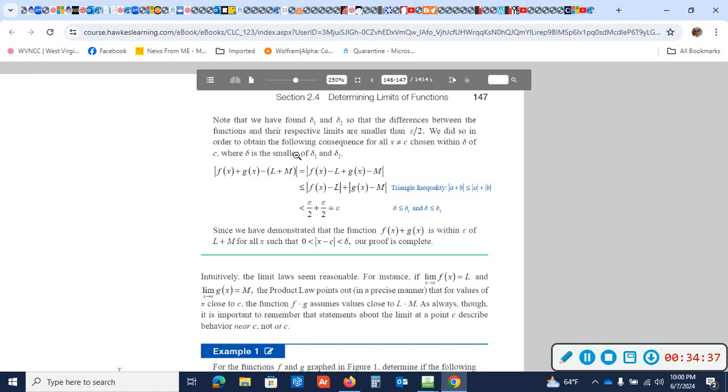And since it's smaller than each of them, this is going to be satisfied, and this is less than epsilon over 2. And this is less than epsilon over 2. So their sum is less than epsilon.